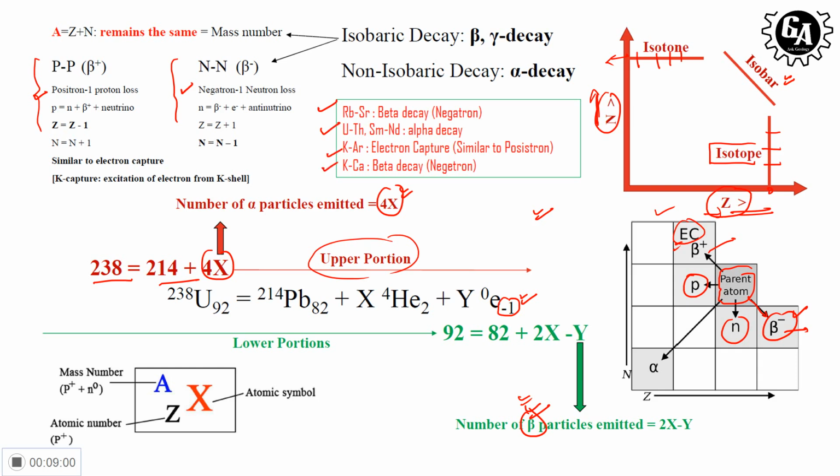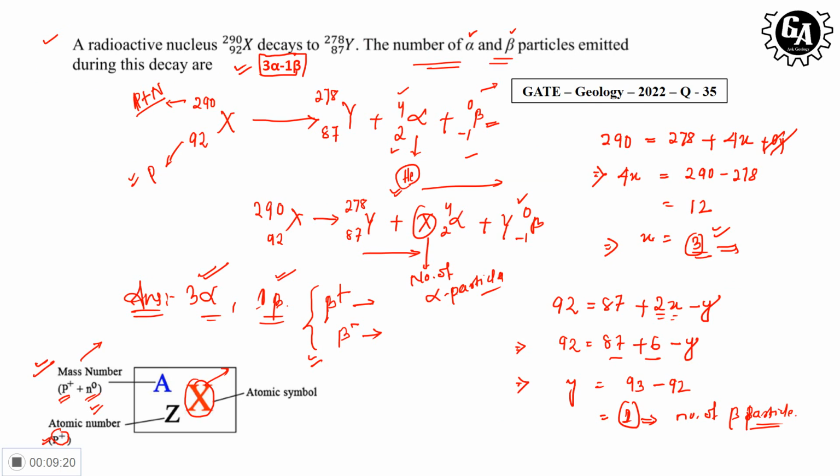What types of decay are there? Whether it is beta decay. If it is beta decay, then it is positron and negatron decay. Uranium, thorium, Sm and Nd have alpha decay. Then electron capture. Related to this electron capture, many questions have been asked in GATE, so let us see. This is our answer: 3 alpha and 1 beta.